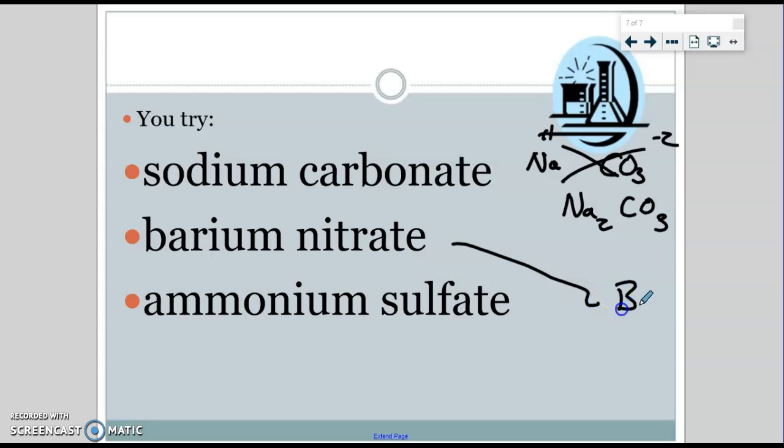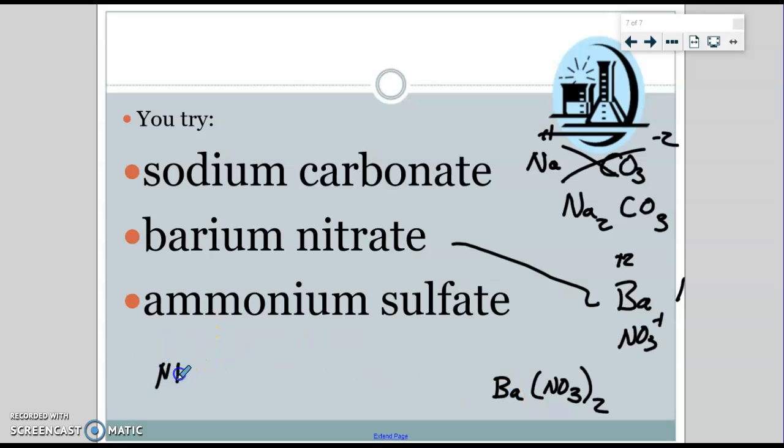Barium is Ba. It has a +2 charge. And nitrate is, I want to say it's NO3. Nitrate is NO3 and it's got a -1 charge. So to put all this together, it's going to be Ba(NO3)2, since we need 2 of those to balance out that barium. So barium nitrate's formula looks like that.